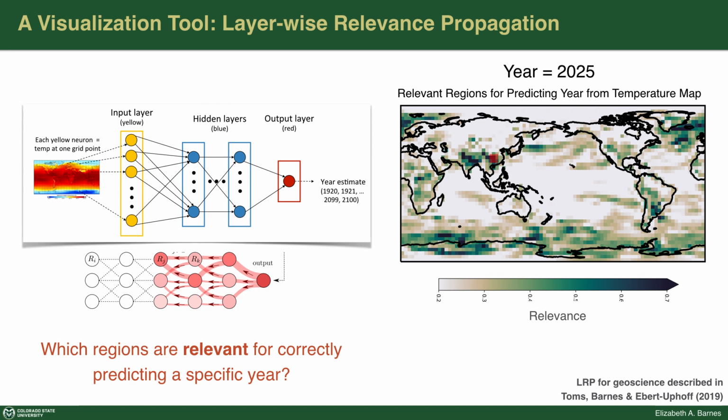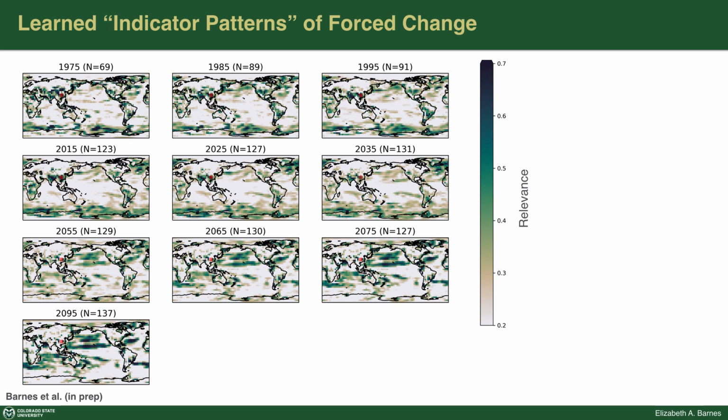We can do this for many different decades and see how these learned indicator patterns of forced change throughout the 20th and 21st century. For example, in the 90s and early 2000s, it's the Southern Ocean and the North Atlantic that are really the most reliable indicators of change. While by the end of the 21st century, in 2095, it's the Indian Ocean and the North Pacific that jump out as being the most important and relevant for the neural network.